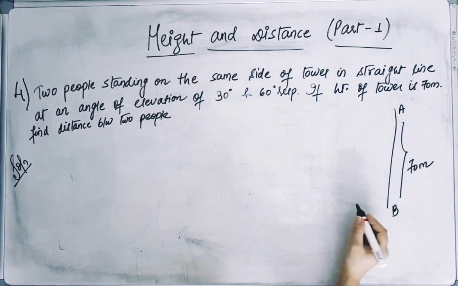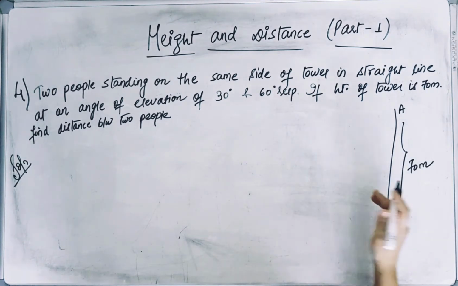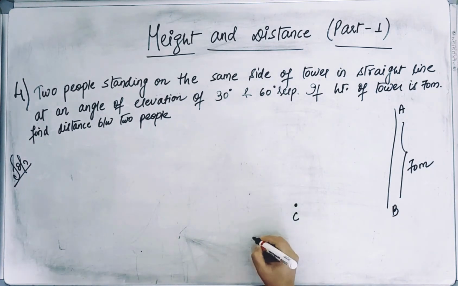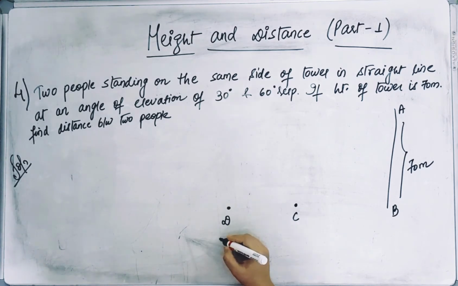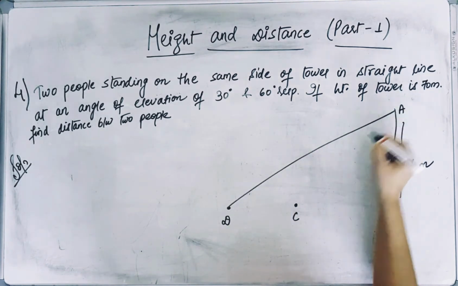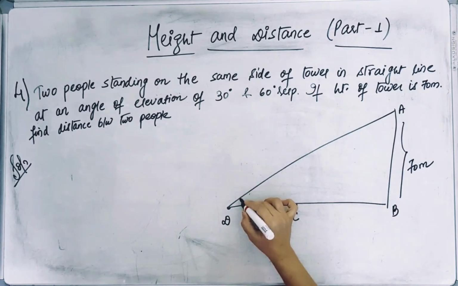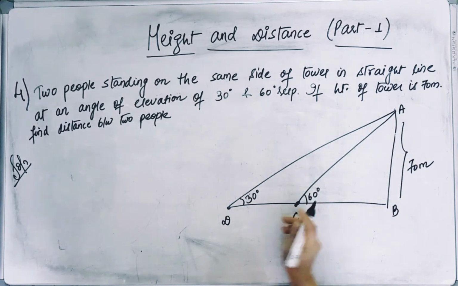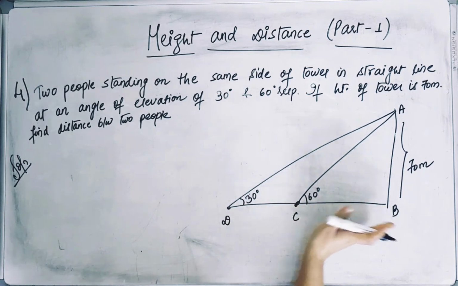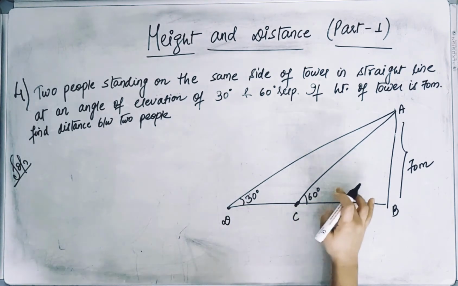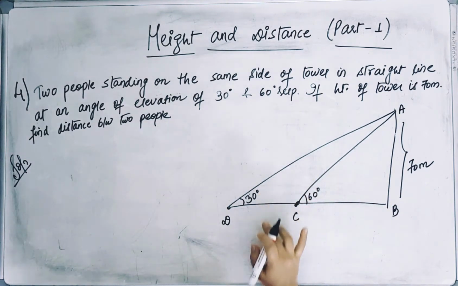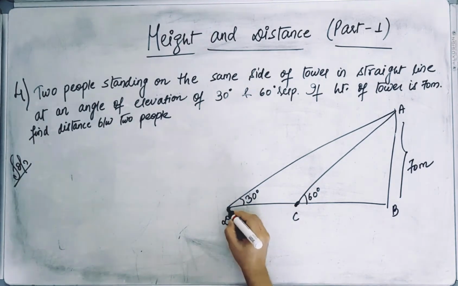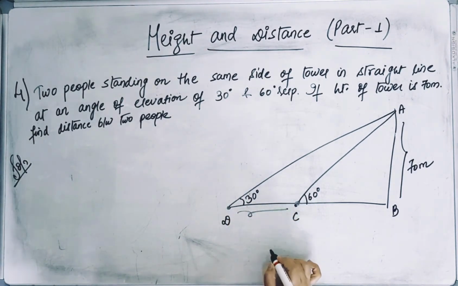Now two people are standing on the same side. See, they have told same side. That means it can be either this side or it can be over here. So I'll consider two people. C is one person and D is the other person. Two people are standing over here at an angle of elevation. Angle of elevation for the first one is 30 degree and for the other it will be 60 degree. As we go closer to the tower, the angle of elevation goes on increasing, so always the inner angle will be more as compared to the outer angle. Now what they are saying, find distance between two people, meaning the distance between these two. That means they are saying to calculate CD.